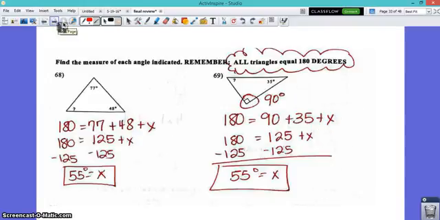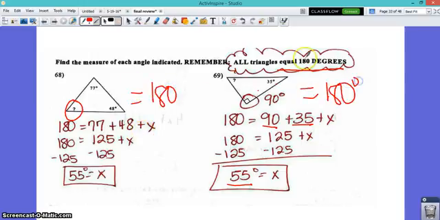68 and 69, all triangles again are 180, but this is where you're having to just do that same thing where you're finding the missing angle. But here they're throwing in that you should know that this is a right angle, and so you're having to add 90 plus 35 here to get the same kind of concept. It's the same thing over and over again. These are equal to 180. These are equal to 180 degrees.